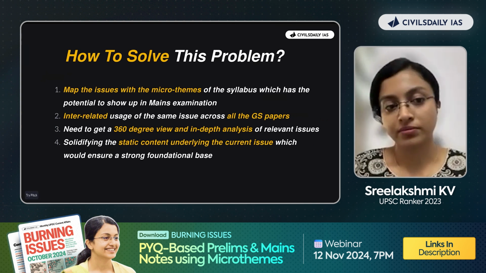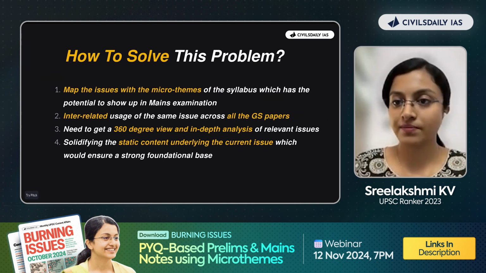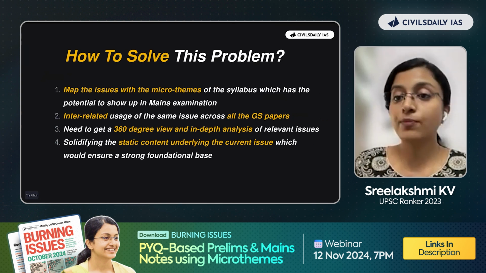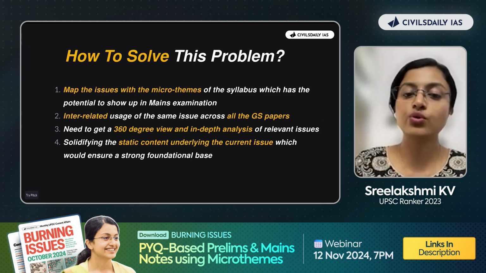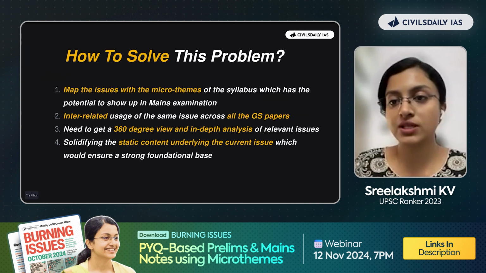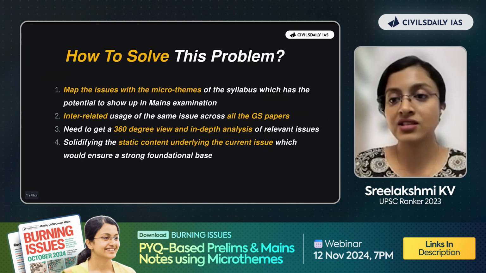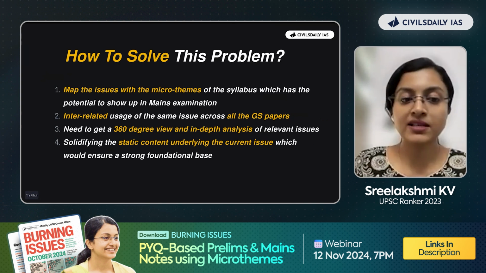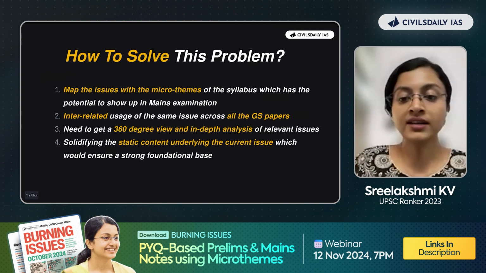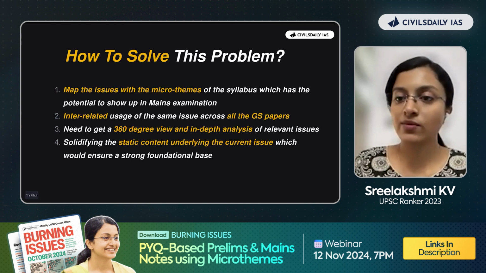How to solve this problem? First one, map the issues with the micro themes of the syllabus, right? Which has the potential to show up in the Mains. Second one, interrelated usage of the same issue across all the GS papers. We just saw UPSC asks questions interrelated. There are no silos which UPSC has created, right? Similarly, we as aspirants need to use the same content across all the GS papers. Okay, that's the skill that we need to develop.